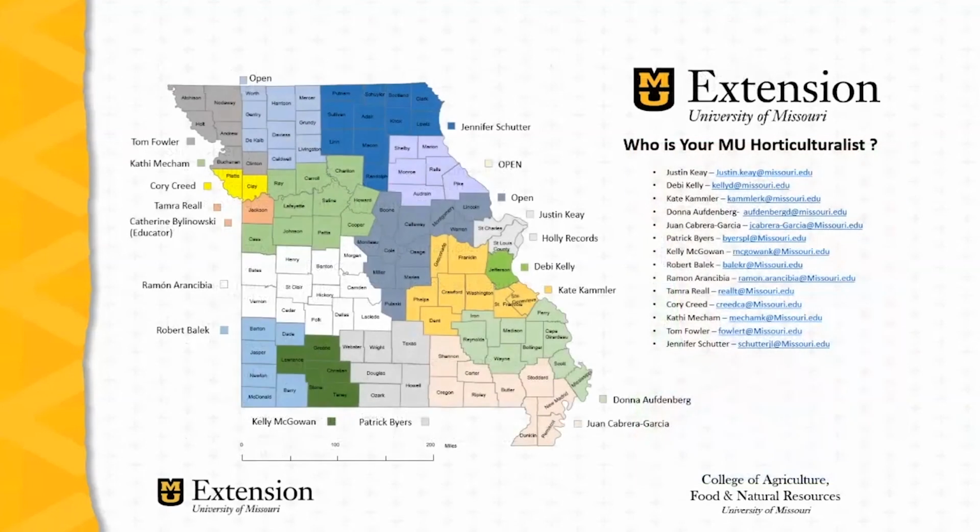And for more information on fruit crop management and the calendar of activities, reach out to your local MU Extension horticulturist. This map lays out the various territories as far as county assignments for horticulture specialists across Missouri. Find your home county and then find the contact information for the horticulture specialist assigned to your county. If you happen to be in a county that does not have an assigned horticulture specialist, reach out to the closest one. I'm sure they'll be happy to help you.